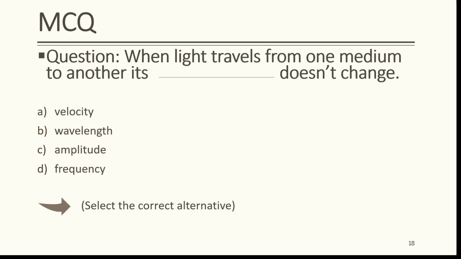The next one. When light travels from one medium to another, its dash doesn't change. Again, you are given four options. You have to select the correct one. When light travels from one medium to another, its frequency doesn't change.